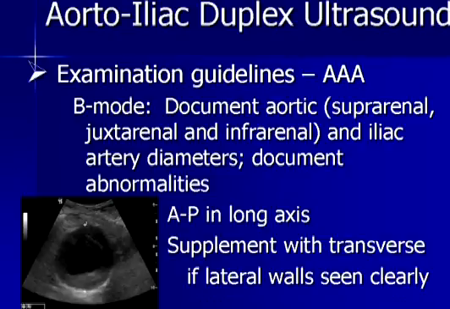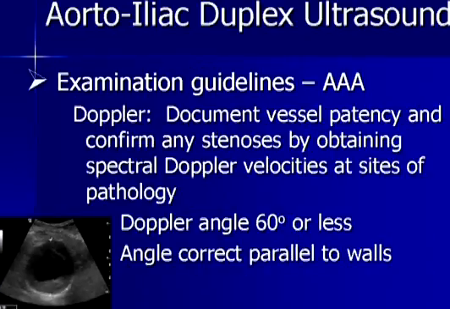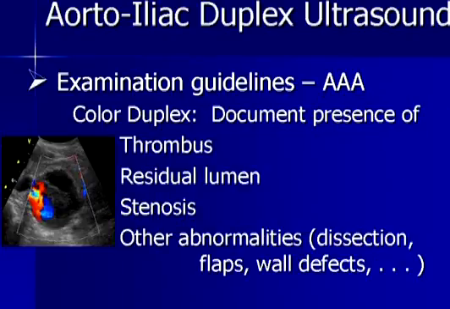In a situation like this, you're going to use your spectral and color Doppler to document vessel patency throughout the system of interest and obtain your spectral Doppler velocities at sites of suspected pathology as well. Again, always remembering to use Doppler angles less than 60 degrees and angle correct parallel to the vessel walls.